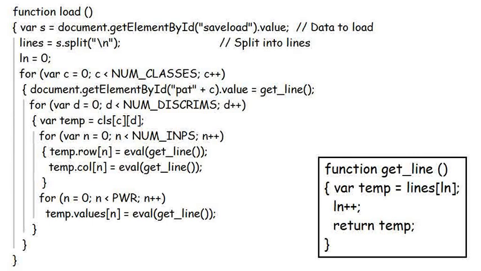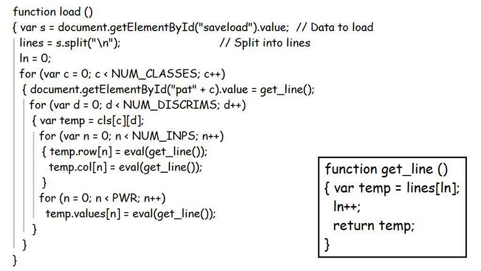Function load works in a similar way to function save, but in reverse. Here you open your saved data in Notepad and copy and paste it into the save/load text area. Then click load. This is where those two global variables, lines and ln, come into play. Variable s reads the contents of the text area into JavaScript, and this is split into its constituent lines in array variable lines, using the line break character as the line delimiter.